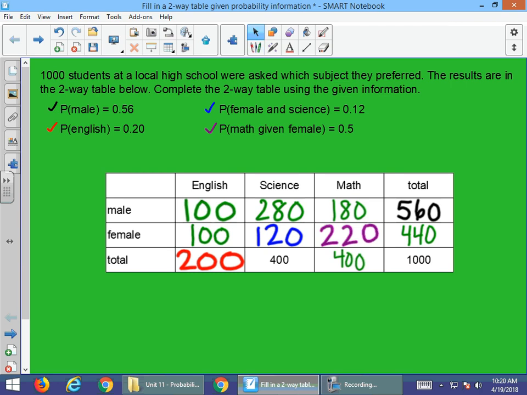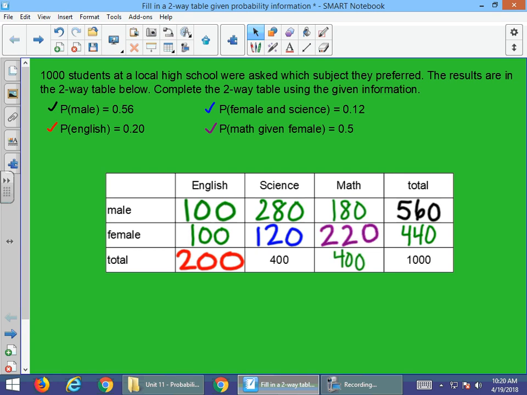The nice thing about this two-way table, once it is filled in, is that it's really easy to find probabilities. If I wanted to know the probability that someone is male and preferred English, I just take the row male, the column of English, which is 100, and divide it by 1,000, the total. If I want to know the probability that someone is just male, I can take the total males, 560, and divide by 1,000. If I want to know the probability that someone liked science, I can take the total from science, which is 400, and divide by 1,000.